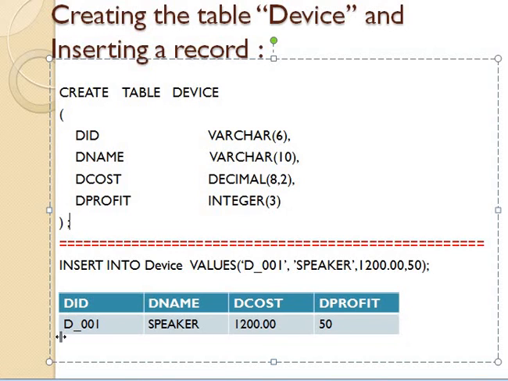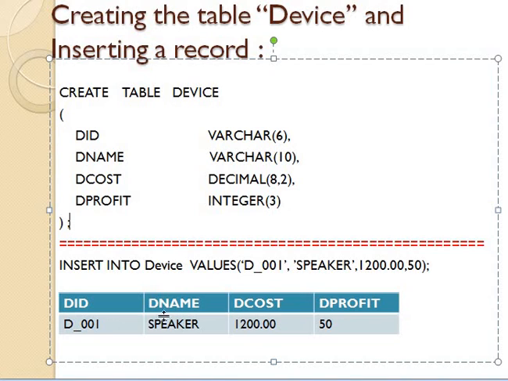Once we do this, we will see the structure of this table looking exactly like this as shown in this slide, having DID, dname, dcost and dprofit as the columns. But initially this table will not hold any data, that is, this table will be entirely blank.